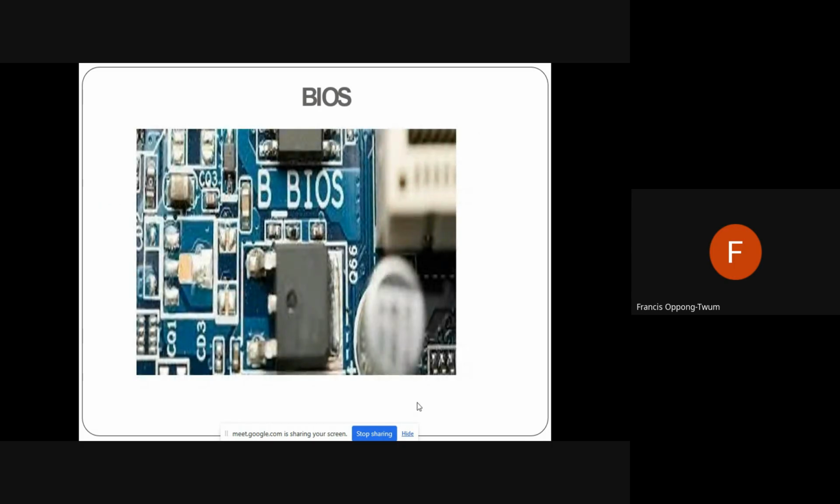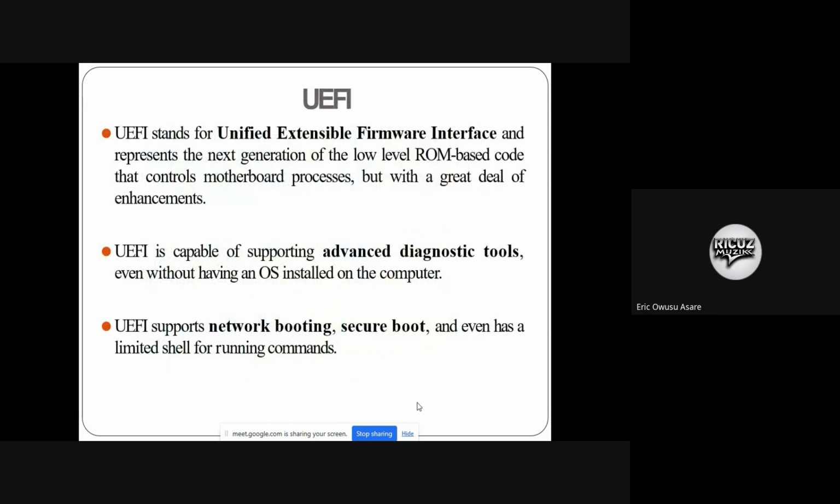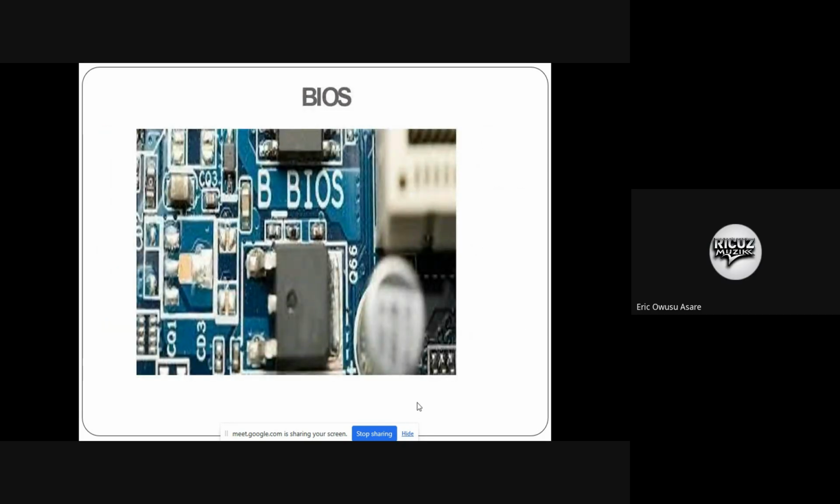Okay, let's move on. So that's the BIOS on the motherboard that I've shown you on the screen. Then, hello, sir. Yes, sir, please. I'm seeing that you said the BIOS is stored on a ROM chip. Please, how is the ROM chip like?